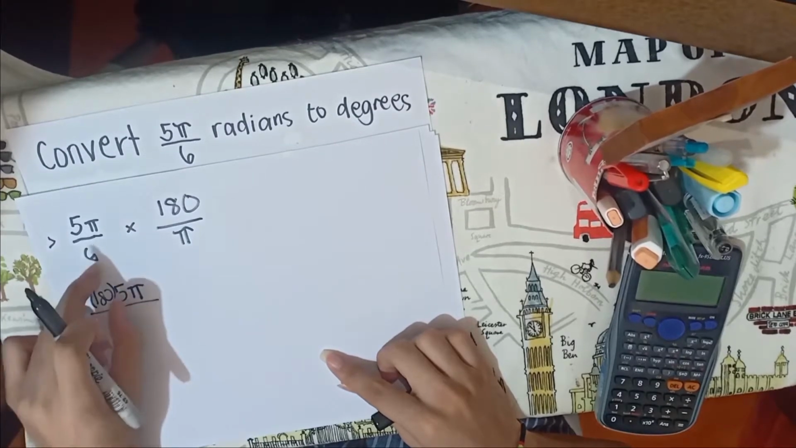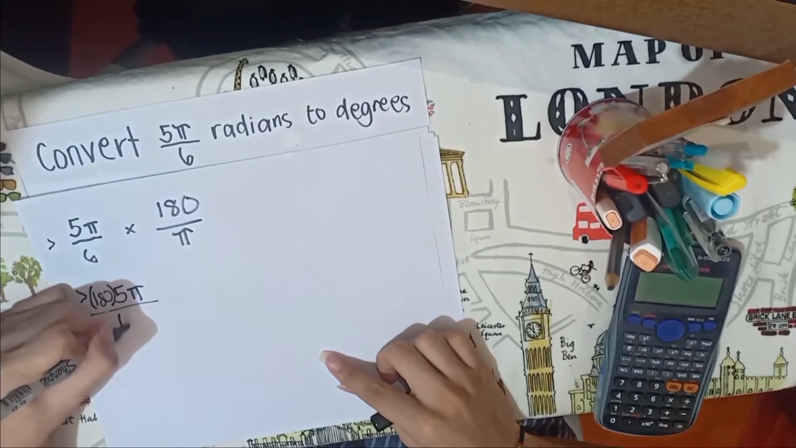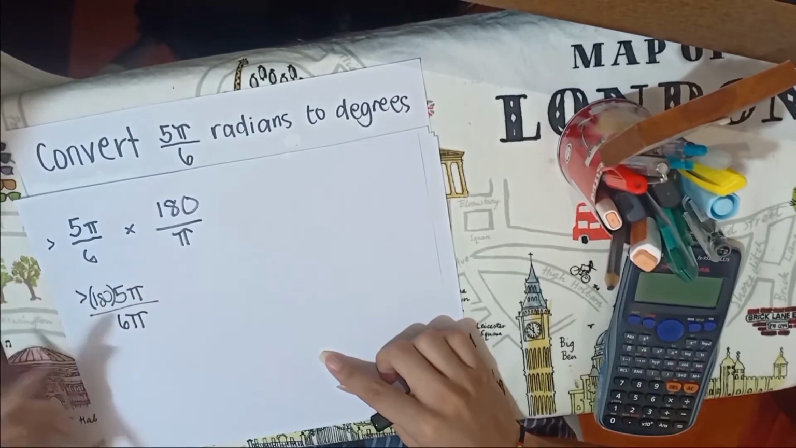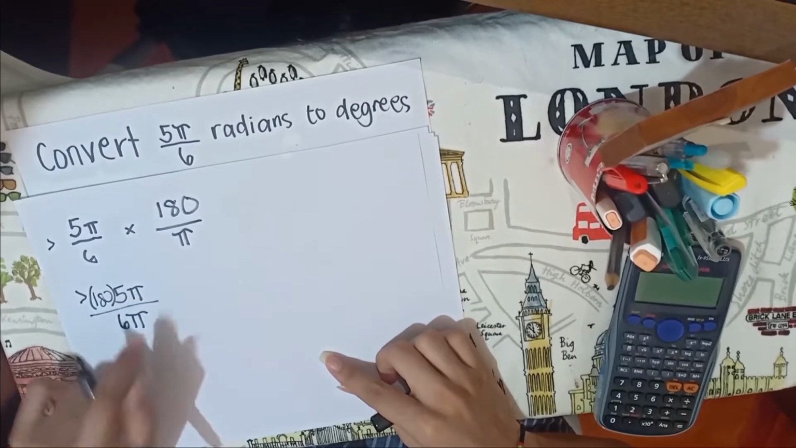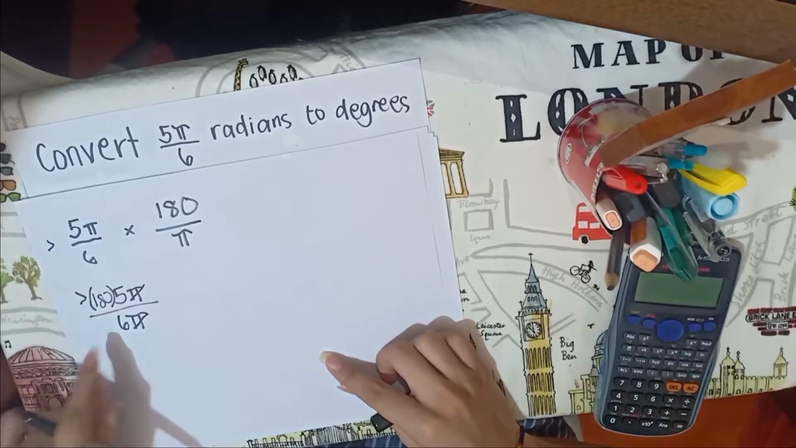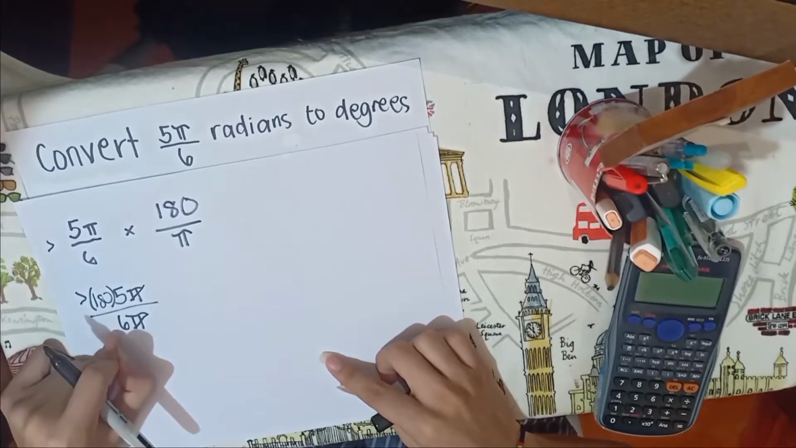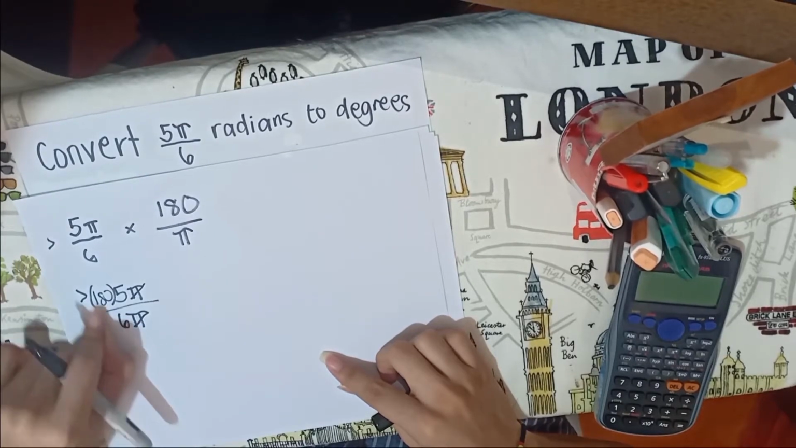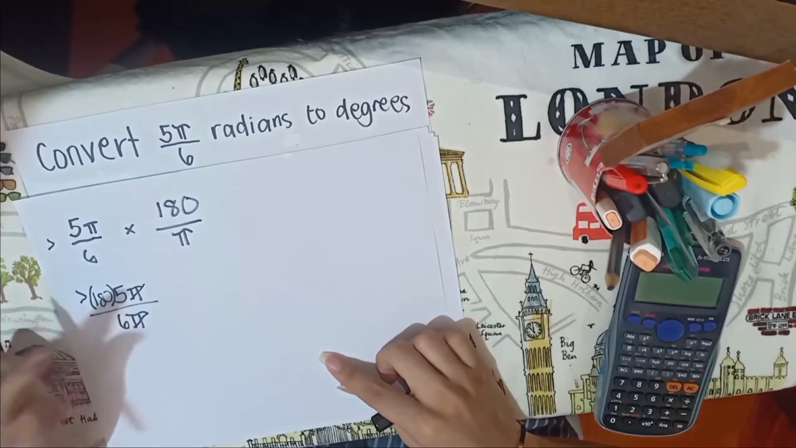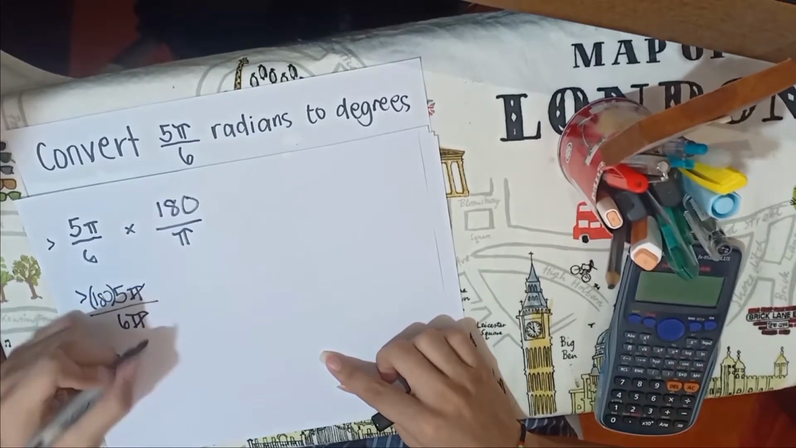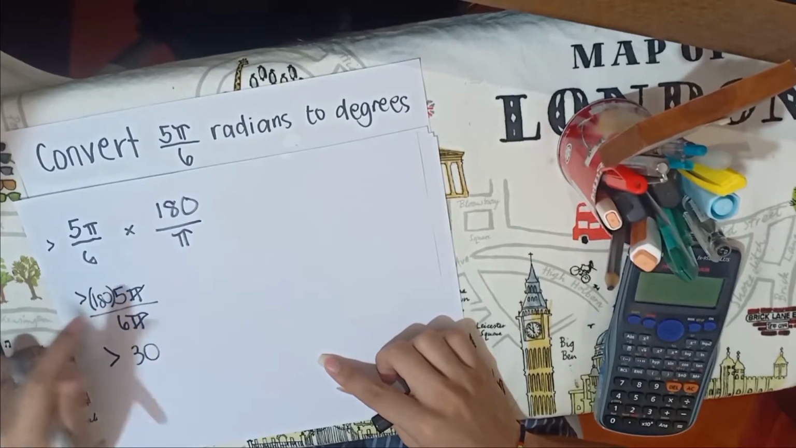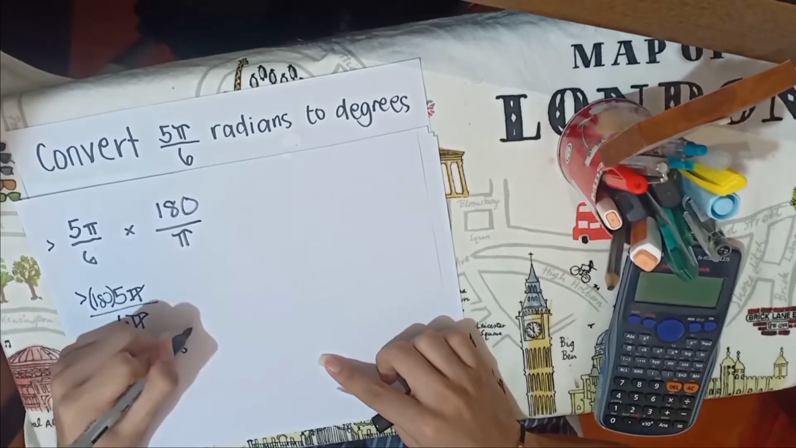over 6 times pi, which would be 6 pi. Since both have pi here, we can simplify this. Pi divided by pi would be 1, so we can cancel this out. And since 180 and 6 are divisible, we're just going to divide them in order to simplify. So 180 divided by 6 would be 30. And now we have left 30 times 5.